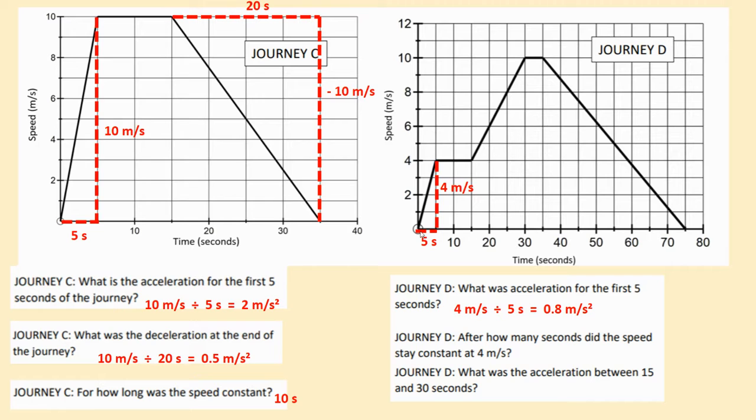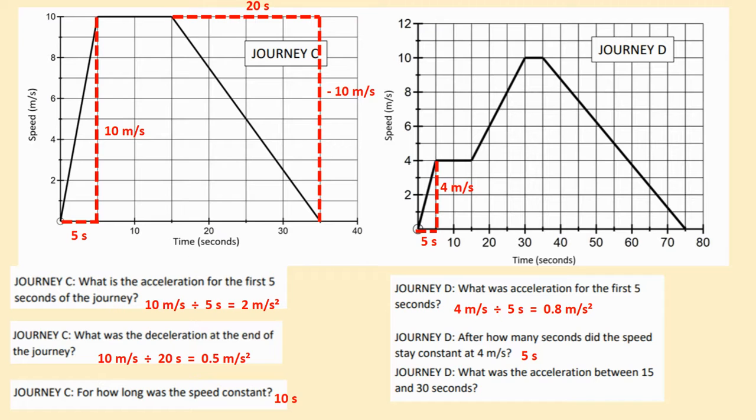Okay, for journey D again, after how many seconds did the speed stay constant at 4 meters per second? It's constant at 4 meters per second here, and that started at 5 seconds. So that's what that question is saying: after how many seconds was the speed at that point? And that's where it started from, so at the 5 seconds. And then our last part is thinking about what was the acceleration between 15 and 30 seconds.